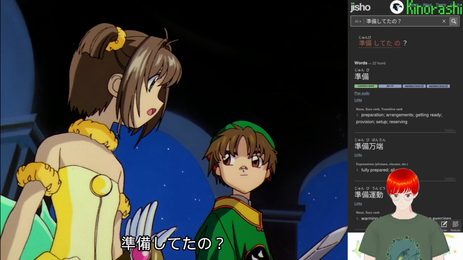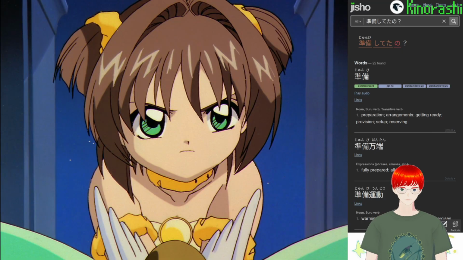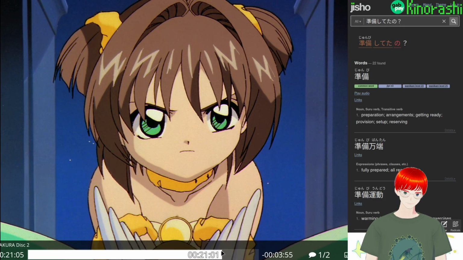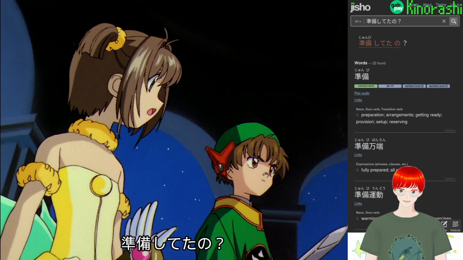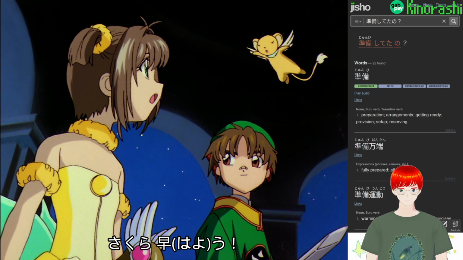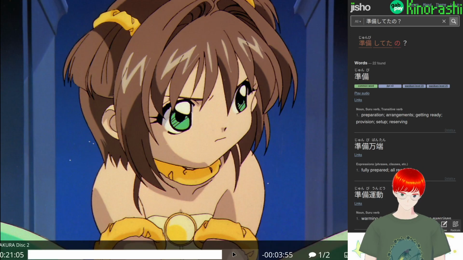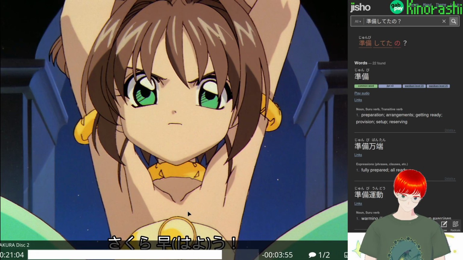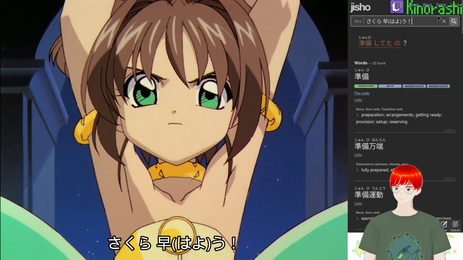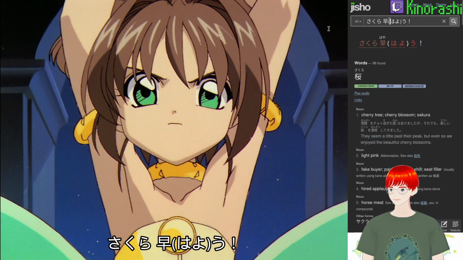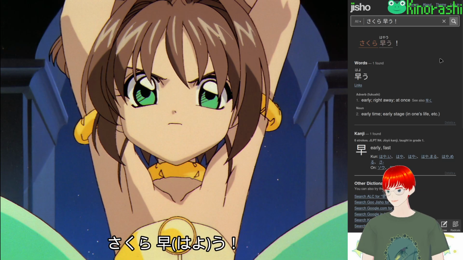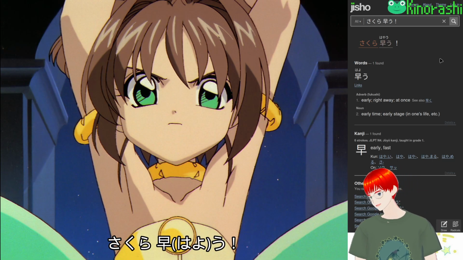Junbi shiteta no? Sakura hayo, which is a concept and way of saying Sakura hayaku. Hayo. Let's see. Oh, he said hayo. Okay, let's see. Early, right away, at once. Okay.